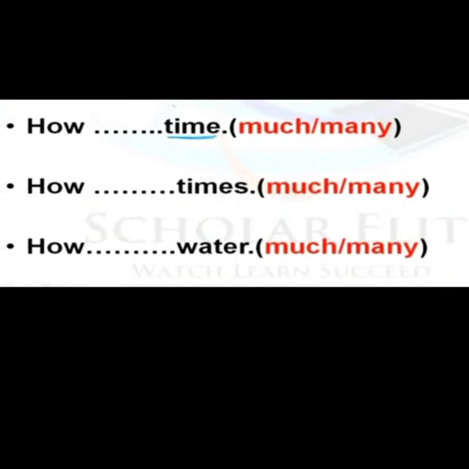Okay. Let's move further. There are two sentences. You should be very careful while dealing with the word time and times. I have used the word time in the first sentence, and in the next sentence I have used the word times. Let us see it. How dash time? How much time or how many time? Time, you know, time is an uncountable word.